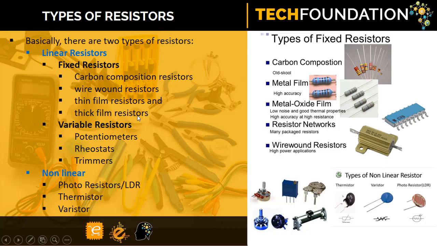Now, for the variable resistors, their resistance can actually be changed. Most of the time they have a knob or a slider or some sort of mechanical way of adjusting their resistance even in circuit. Typical examples include the potentiometer, rheostat, and trimmers. Actually, there is not much difference between these things, the potentiometer and the rheostat.